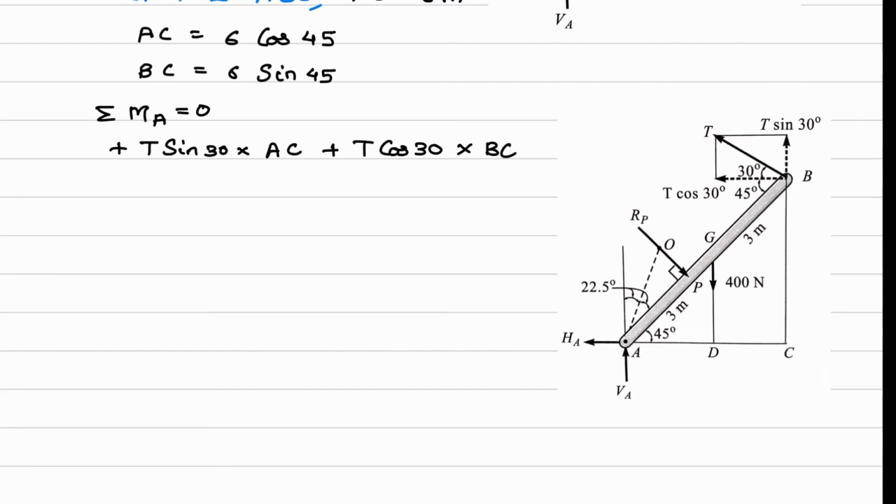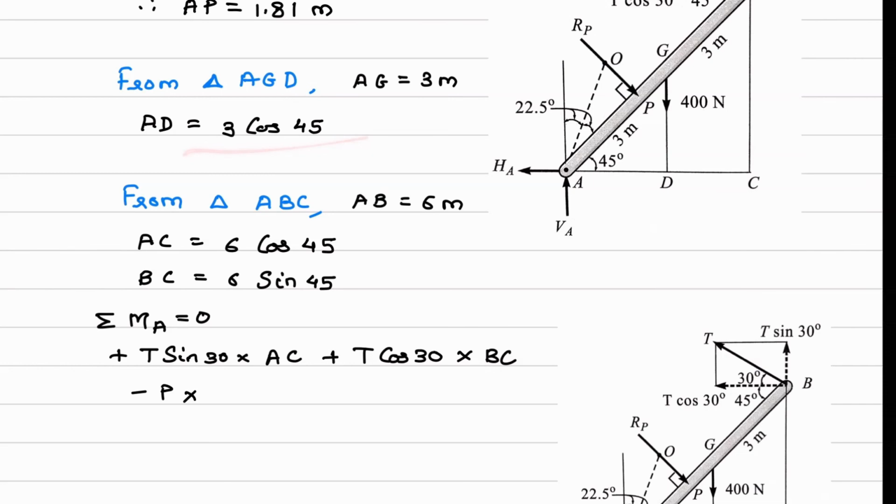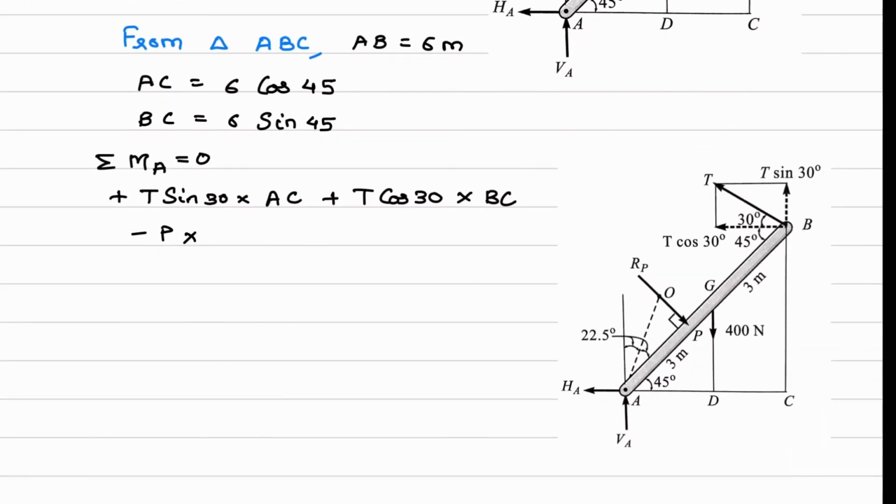Next we will consider this 400 Newton which is acting in downward direction. So keep your thumb at A, keep your index finger at G and rotate in the direction of arrow. This is clockwise. So here we will have minus P, then what is the distance? P multiplied by this distance AD that we have calculated over here. Now this P value we already have. It is 400 Newton. So you just have to substitute the values over here.